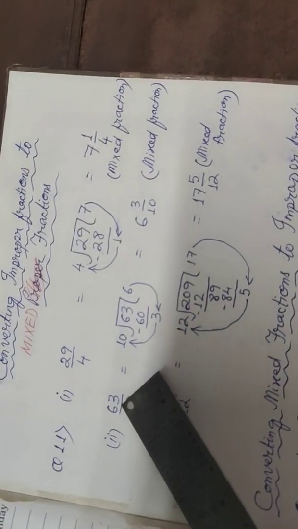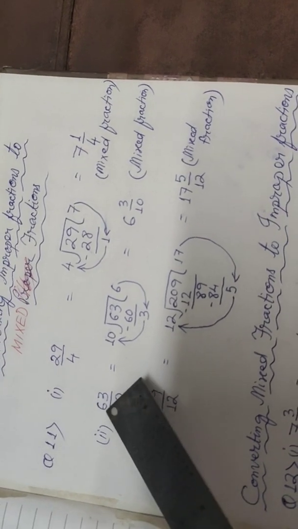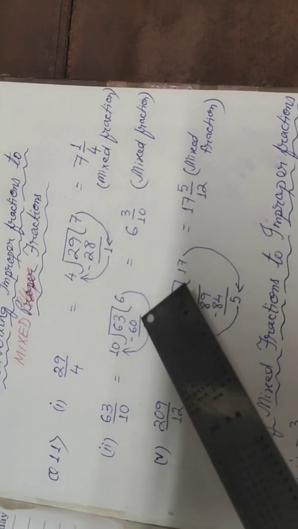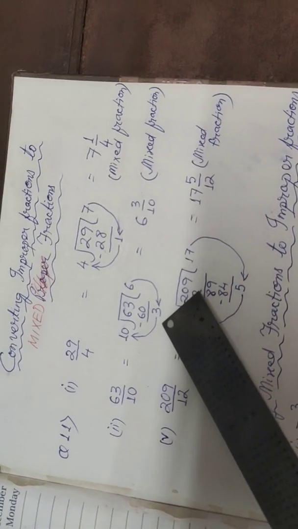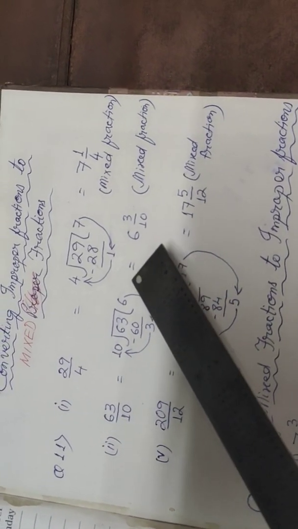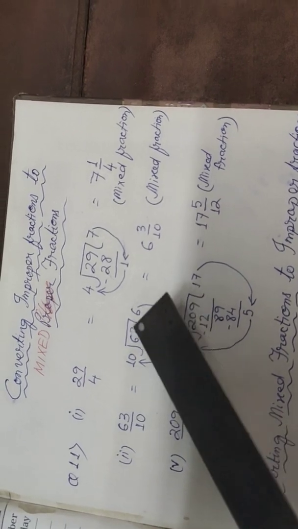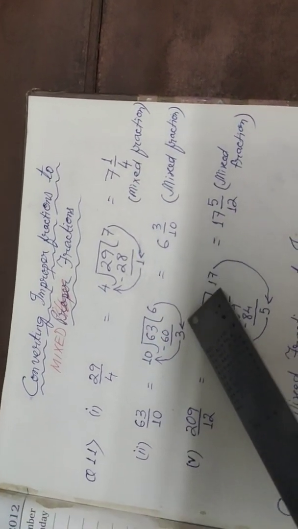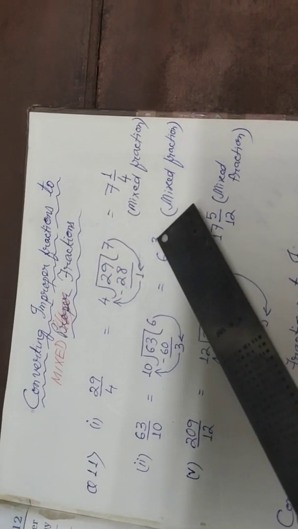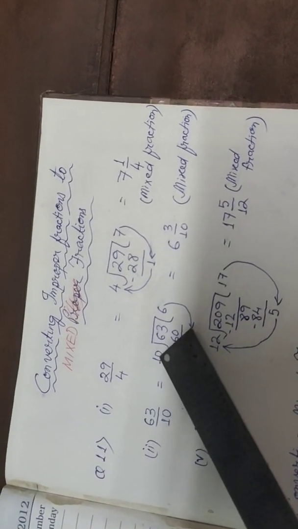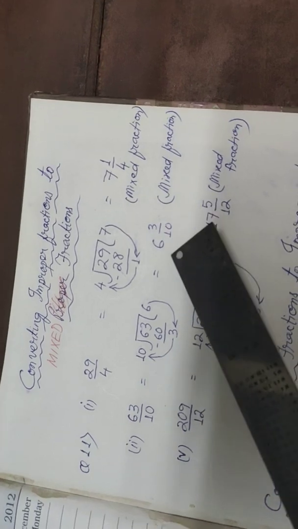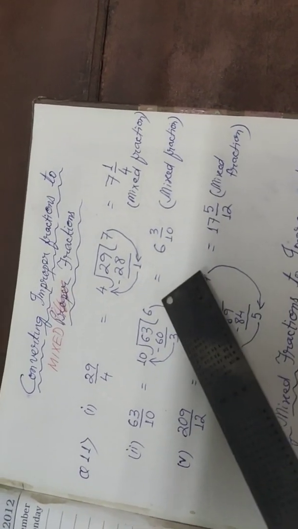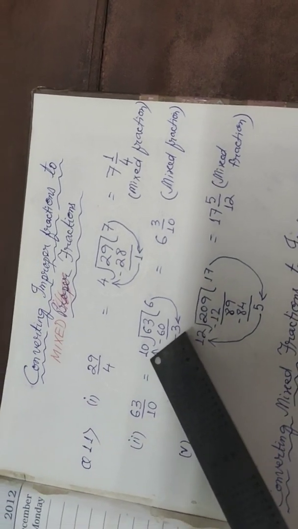Similarly 63 by 10. That means 63 should be divided by 10. 63 divided by 10. So 10 6s are 60. Remainder is 3. So as you can see the direction of arrows, first to be written is 6. The quotient 6 I have written. Then the remainder 3 on top. Here 3 is on top. Then the divisor 10 at the bottom. So our mixed fraction is 6 3 by 10. First quotient, then remainder, then the divisor.